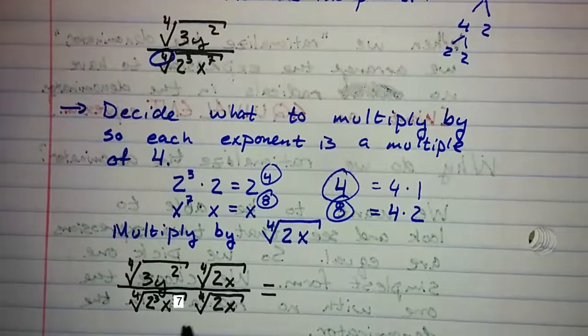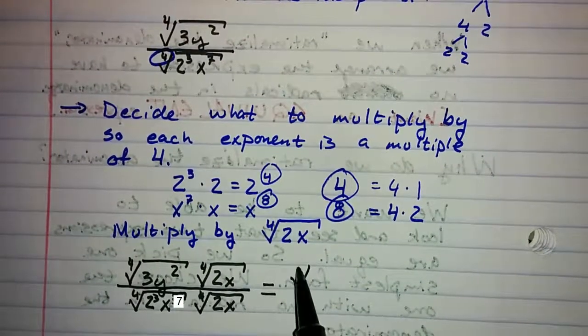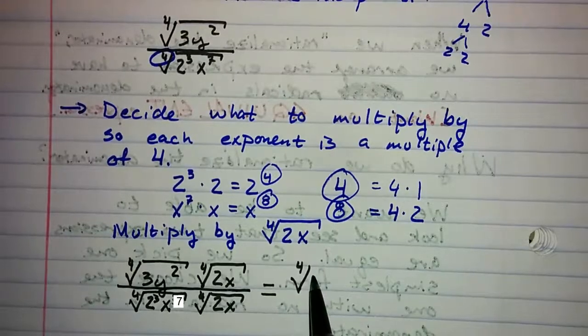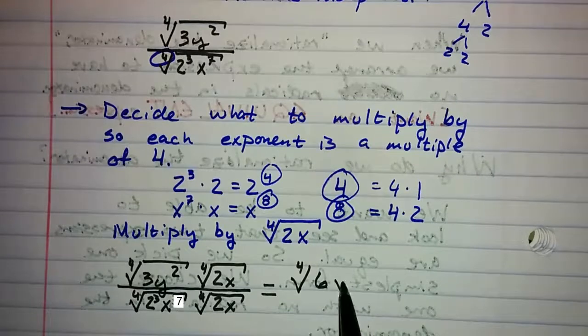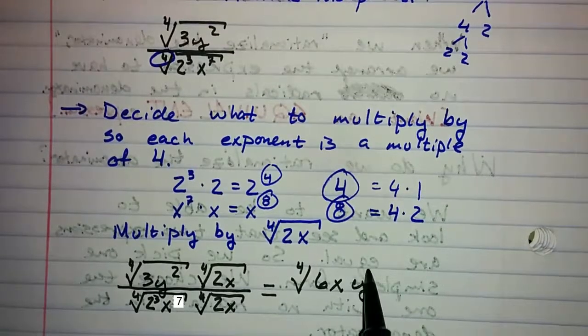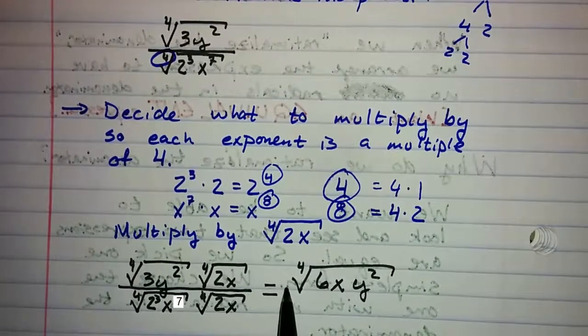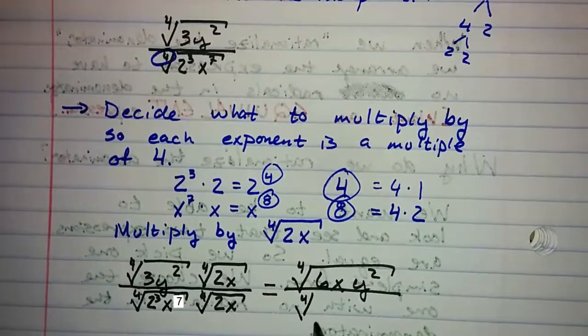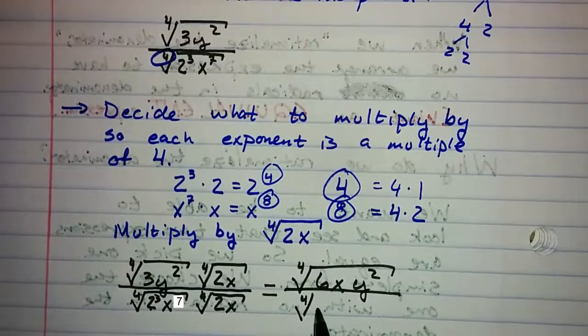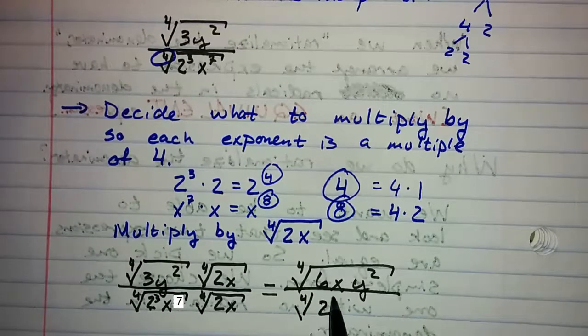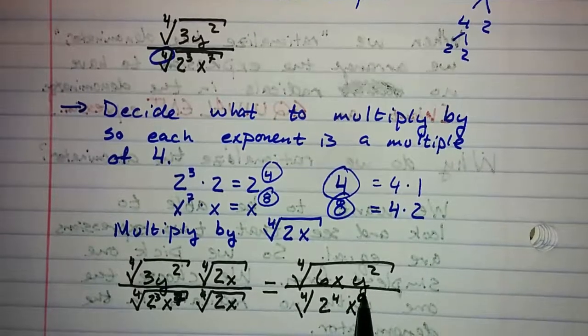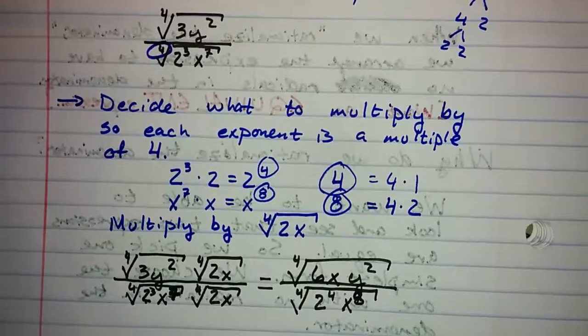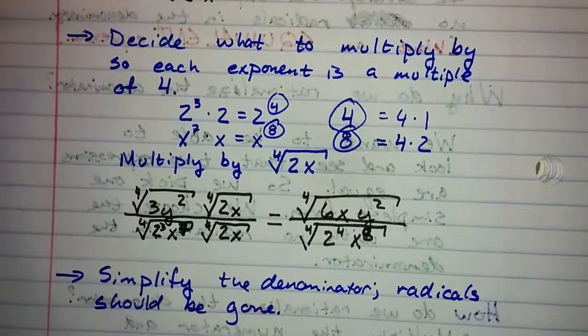Now I actually do the multiplication. I've got the fourth root of 2 times 3 is 6, x, y squared. And in the denominator, I've got the fourth root of 2 times 2 cubed, which is 2 to the fourth, and x times x to the seventh, which is x to the eighth. And then I simplify the denominator.